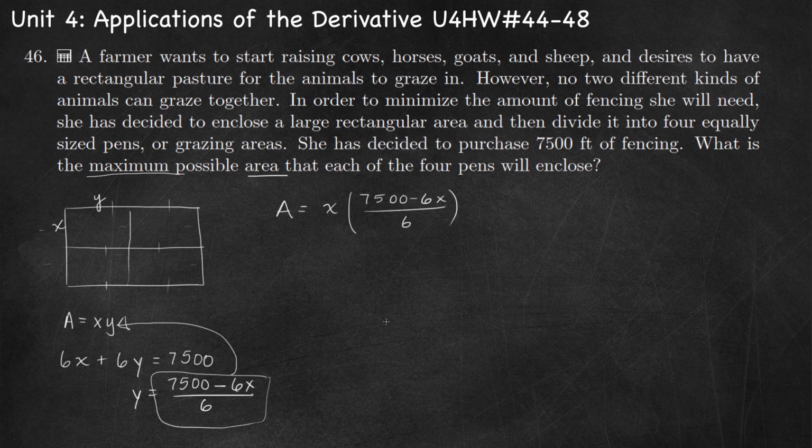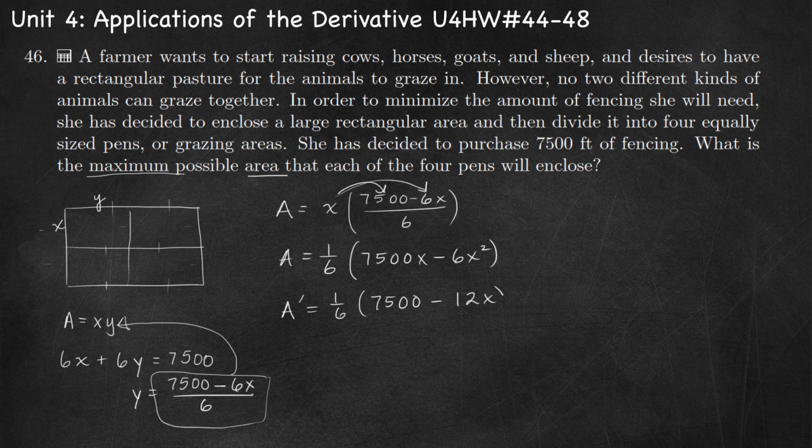If I take the derivative now, I have to use product rule. So I'm going to go ahead and simplify this a little bit. I'm going to bring out the 1/6, and I'm going to distribute the x. So distribute the x, but then factor out the 1/6. So it's 1/6 times 7,500x minus 6x squared. The derivative of A with respect to x is 1/6 times (7,500 minus 12x).